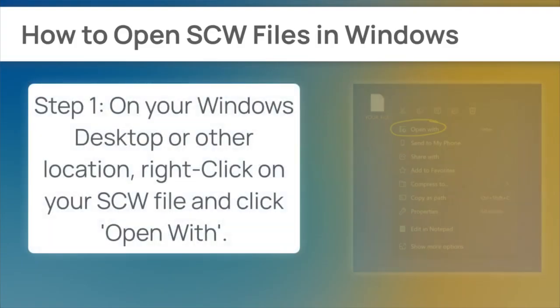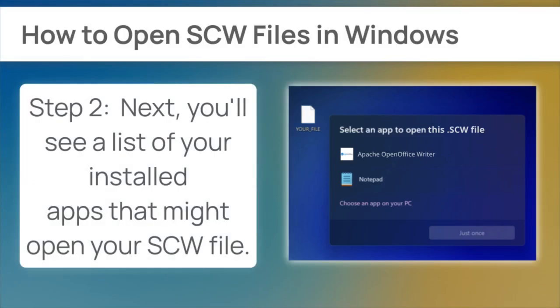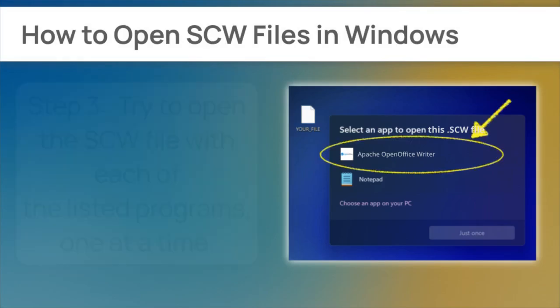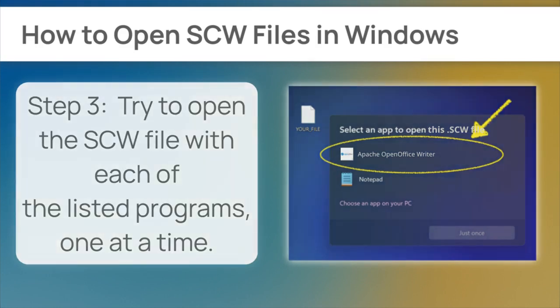To unlock the specific SCW file, right-click your file and select Open With. If Apache OpenOffice Writer is available, use that first. If it's missing, choose another program. Testing is the only way to be sure.